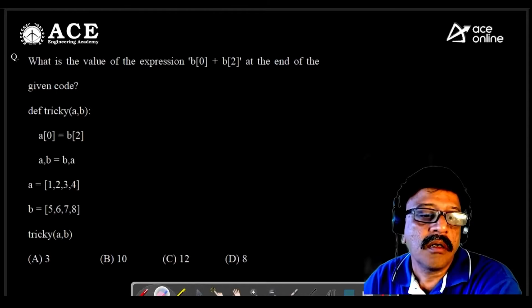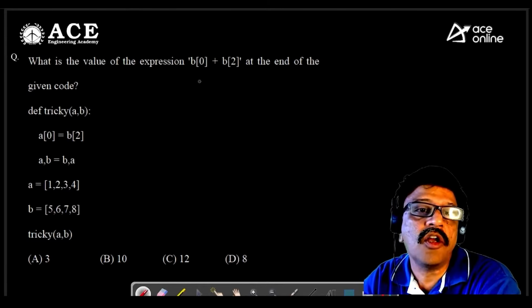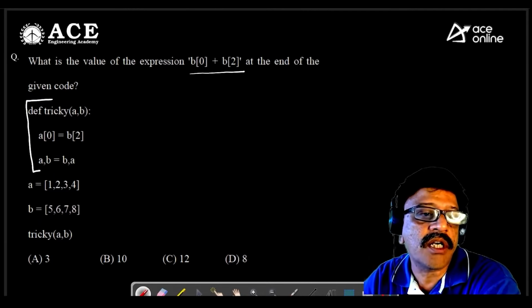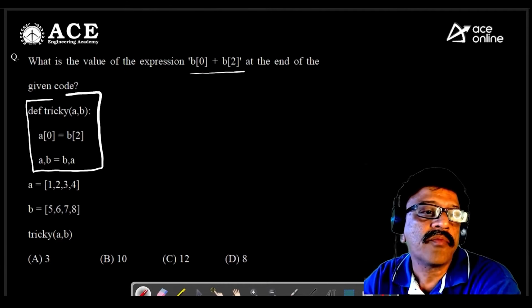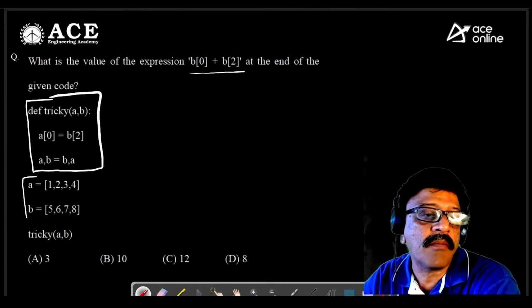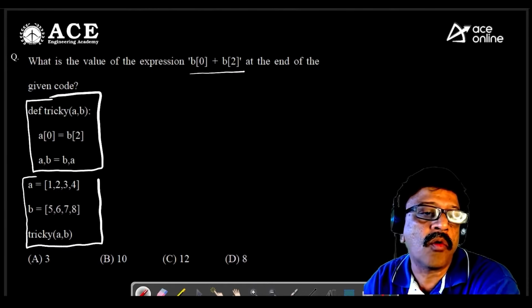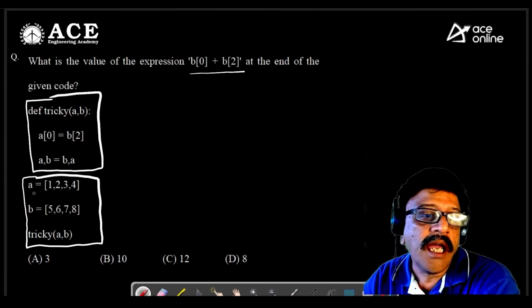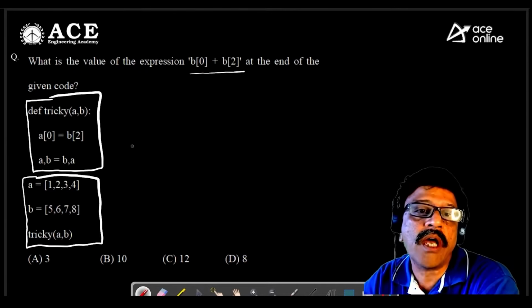In this question, it has been asked what is the value of b0 plus b2 at the end of the given code. In this code, you can see that there is a function defined named tricky, and this portion which I am right now marking is the main code from where the execution will start. Now you just see A and B are the lists written in the square bracket.